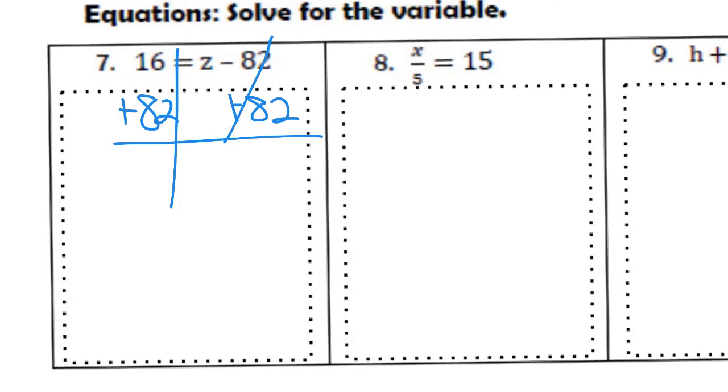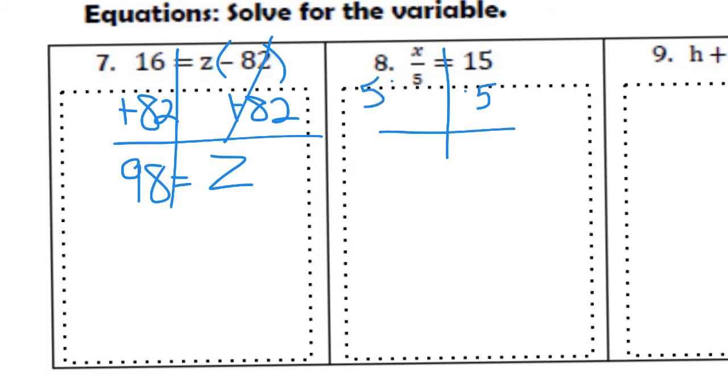These will cancel out because this is really like a negative 82. Cancel, you are left with z. 16 plus 82 is 98. So I know that z equals 98. Okay, next problem. Remember, this means divide. X divided by 5. So x divided by 5, to do the inverse, you would multiply by 5 on both sides. These will cancel out. You will be left with x equals 15 times 5 is 75.